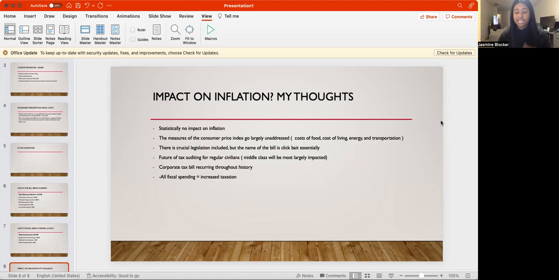Again, the future of tax auditing for regular civilians, just how I've seen things unfold, how historically inflation follows very tense global socio-political relations, with everything that's going on in Ukraine and Russia and the China-Taiwan situation. I think more silent taxes are coming our way.